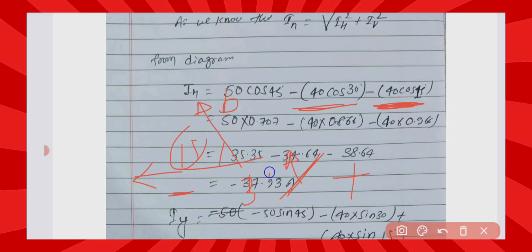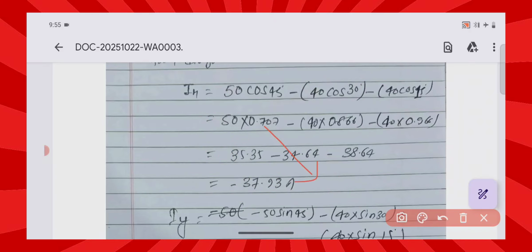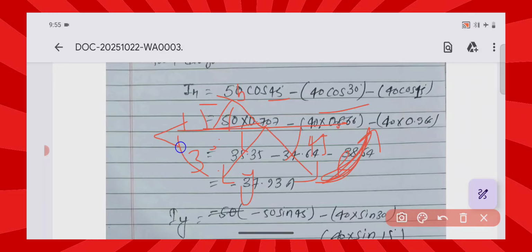For this, we already calculated, this will come 30 degrees, this will be the 30 degrees for yellow. One more time I am telling you, this is red, this is yellow, and this is blue. So when we are breaking the components, this angle is 30 degrees, this angle is 15 degrees, this angle is 45 degrees. So this will be 50 cos 45, this will be 40 cos 30 degrees, and this will be 40 cos 15. But this is coming this side, so we will take minus here, and this we will take plus.